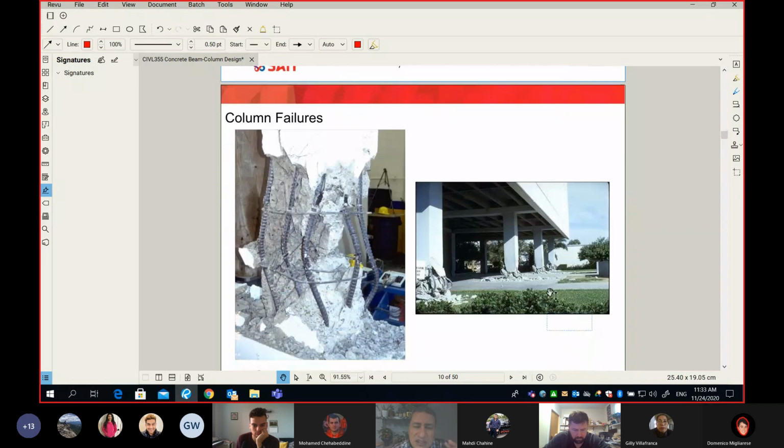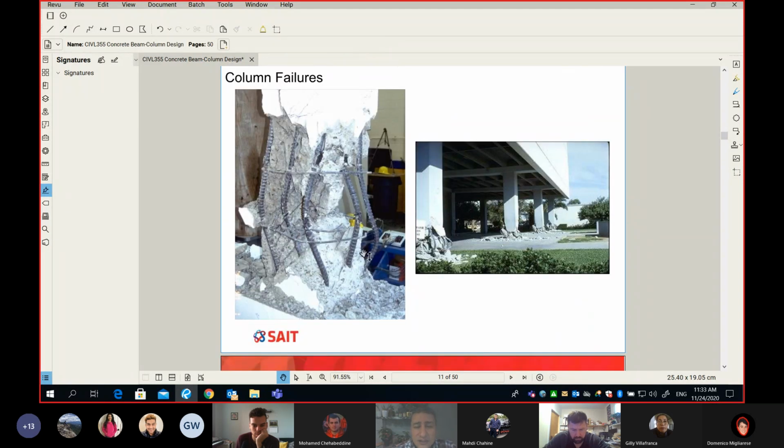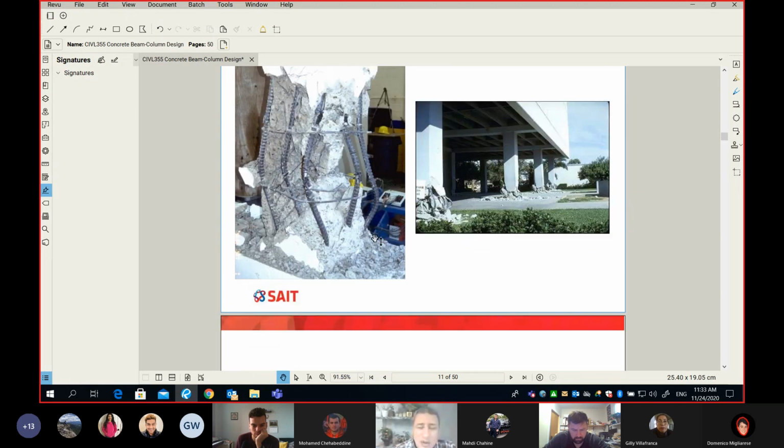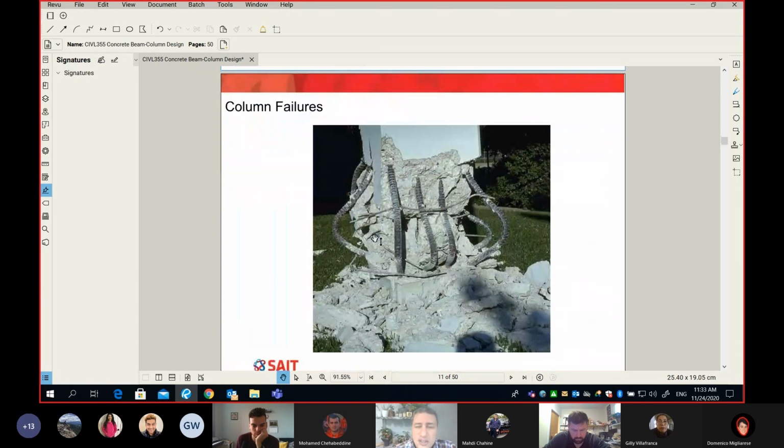Now, here are a few pictures to show you how a column would fail. So this is one failure of a column, and you can tell exactly the importance of ties. Take a look. I probably have a better picture here. Look at what happens here, guys. Please look at what happens. Look at the ties. Really, the bars are buckling, not really on the full length, but it looks like a few ties.